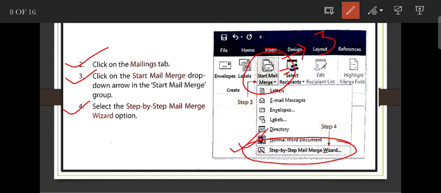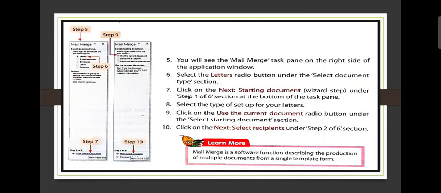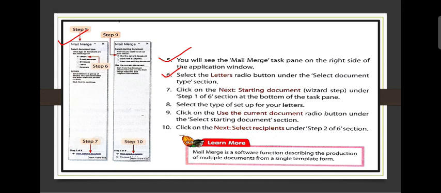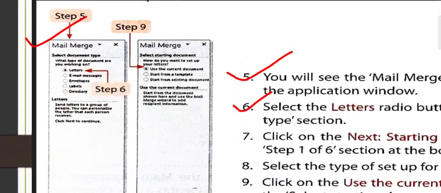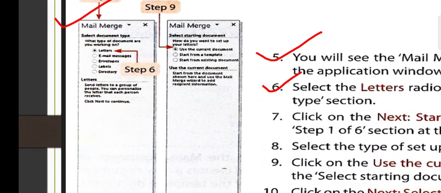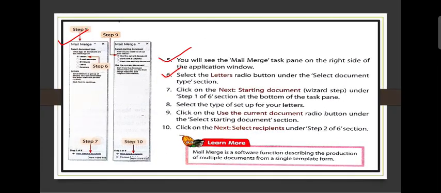The number 5 step is you will see the mail merge task pane on the right side of the application window. This is the mail merge task pane. Then number 6 is select the letter radio button under the select document type. Here you can see this is the letter. You need to select the letter radio button. Next, number 7 is click on the next button.